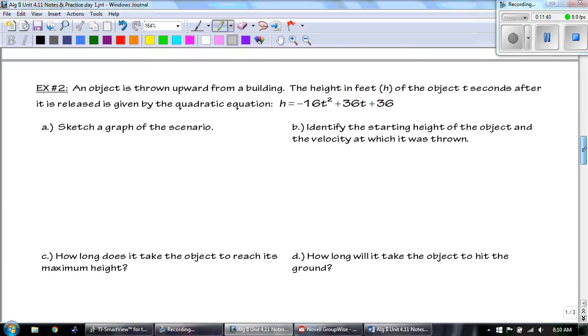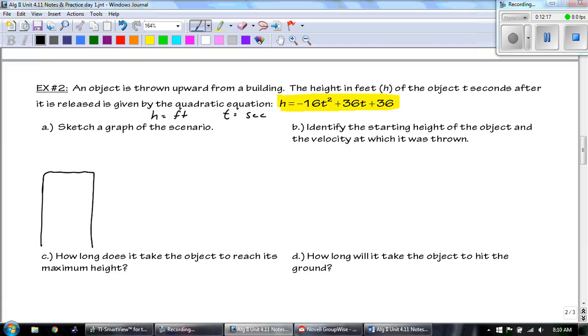All right, next one. So an object is thrown upward from a building. The height in h feet of the object in t seconds after it is released is given by the quadratic equation h equals negative 16t squared plus 36t plus 36. So I forgot to write this in the other one, but you can say that we know that h is feet and t, our time, is seconds. Okay? So this time we're on a building.